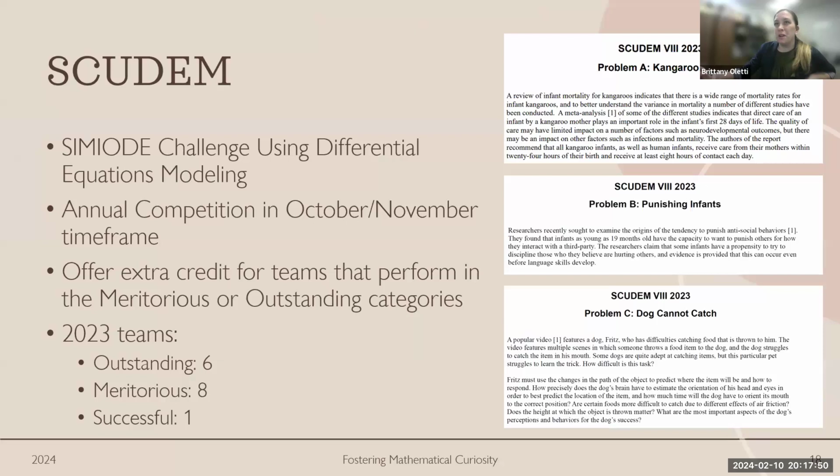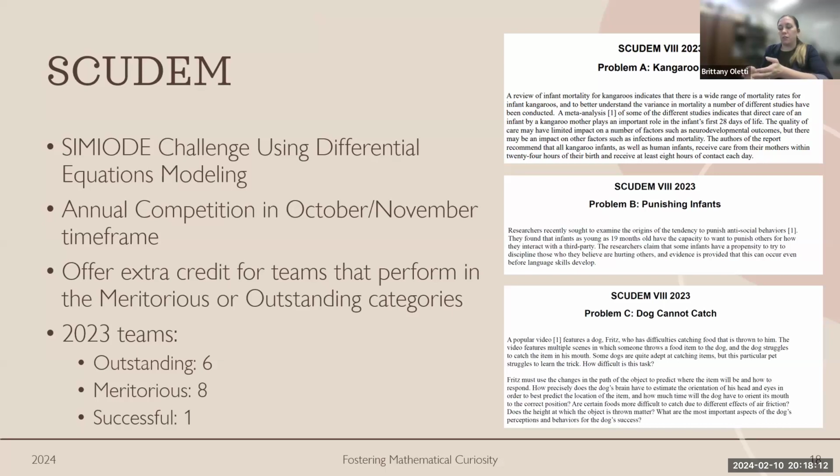I'll talk a smidge about Scudem. We got to hear from, I think, 3 of our groups already today. So the benefit is that by doing this, we call Scudem the cherry on top for our students. So it's not required. We give them some bonus points in our course if they choose to participate. And we had a really good showing this year. We were really impressed with our cadets.